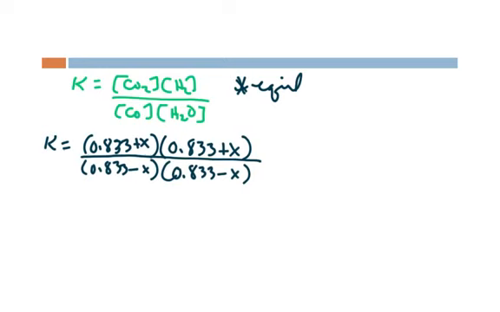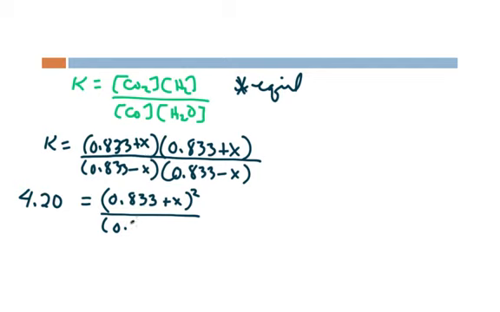We can now do a little bit of fine-tuning. K can be replaced with what K is equal to. And on the top, we can actually write this as 0.833 plus x all squared. And on the bottom, we can write it as 0.833 minus x all squared. And this is why this particular type of problem is called a perfect square, because at this point, we can actually square root both sides.